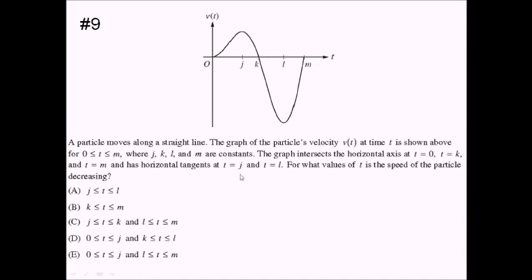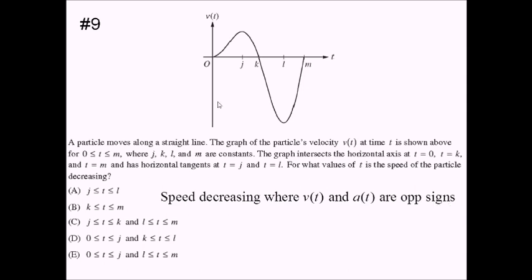Another way of thinking about it, a little more methodical, is that your speed is decreasing where your velocity and acceleration have opposite signs. So you could make a little sign analysis chart based off of this graph. Here's velocity, here's acceleration. Velocity is just the function's value. So velocity in this first interval is positive because you're above the x-axis. Acceleration is whether you're increasing or decreasing. Since we're increasing velocity, we have positive acceleration.